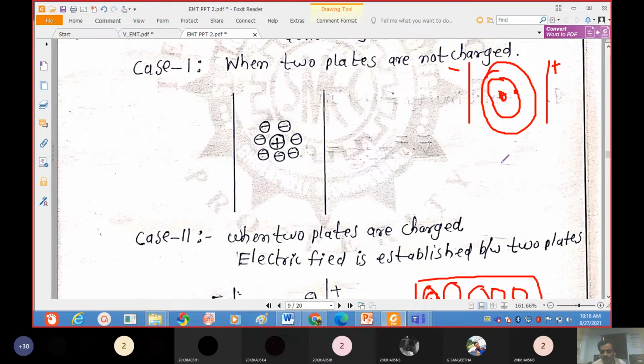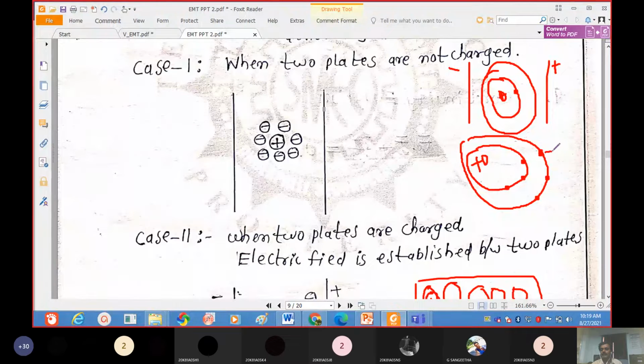Due to that electric field, what happens? The electrons, which were revolving like this, come to one side and the nucleus moves to the other side. That means the atom's alignment changes. Now the nucleus is here, and the electrons revolve around the nucleus, but not in a circular order. All the negatively charged particles accumulate on this side, and only the nucleus moves to that side. So positive charge is accumulated on this side and negative charge on this side.